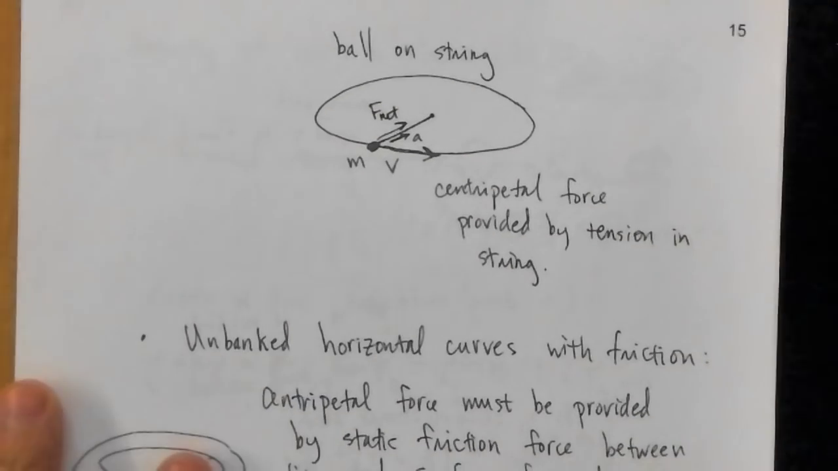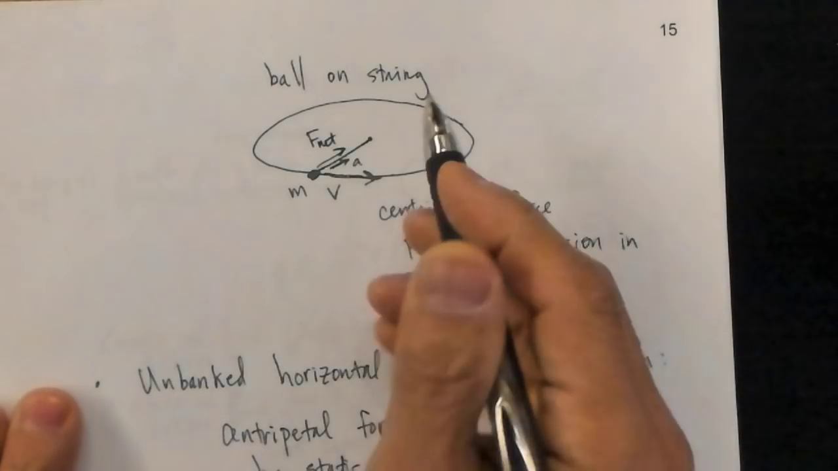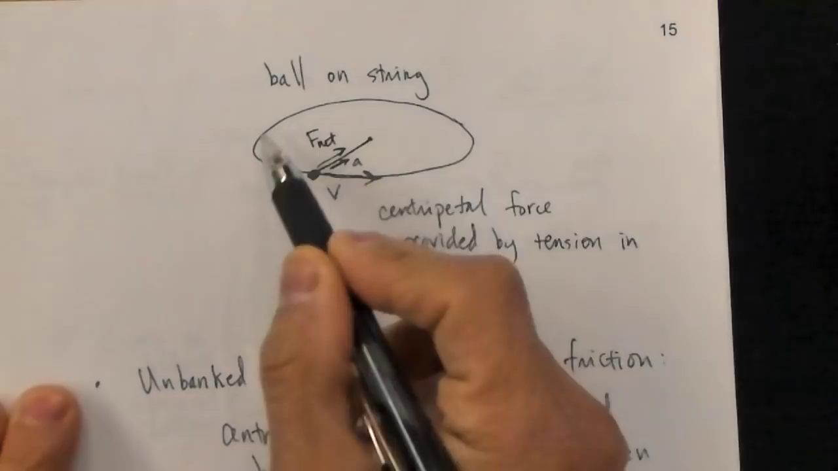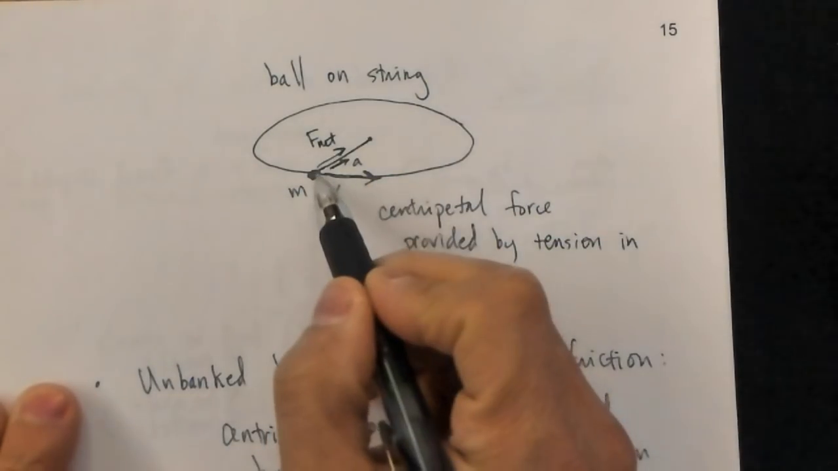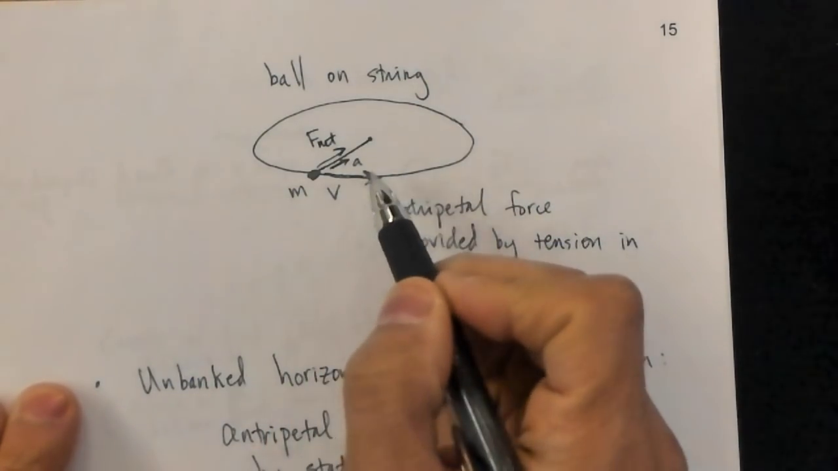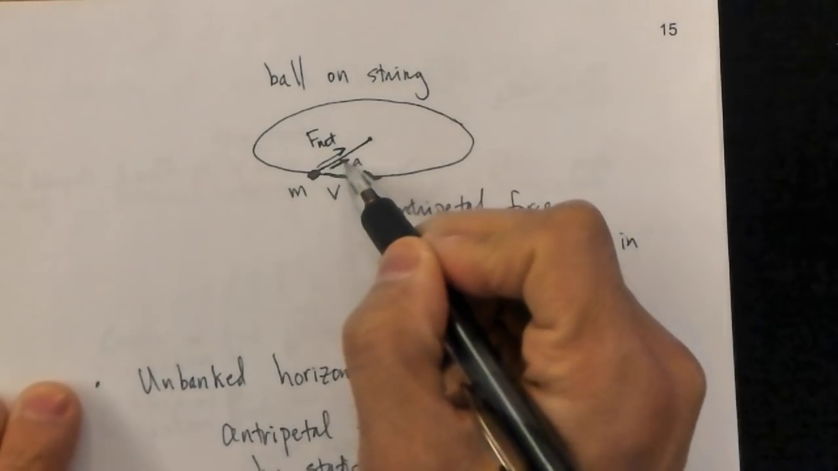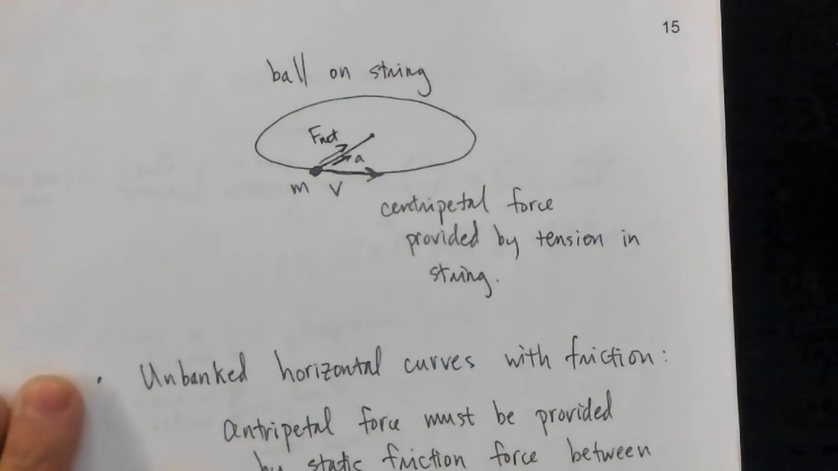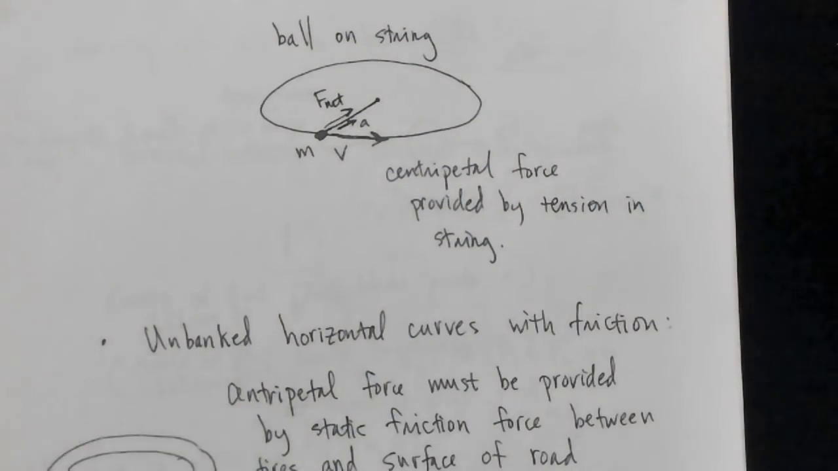So if we have a ball on a string, let's say it makes a horizontal circle. Then there's a speed v here, it's uniform. We have the acceleration pointing inwards, we have the net force pointing inwards. And so the centripetal force is provided by the tension in the string. Okay? So remember, centripetal force is just the required net force to go around in a circle.